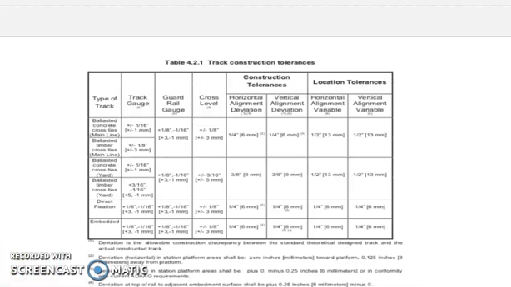So we have here a tabulation for track construction tolerances. Tolerances should be specified wherein they protect the design objective as closely as possible and are practical and achievable with the materials and equipment available. So we have here the specific type of track, then we have the construction tolerances for each and location tolerances for each type of track.